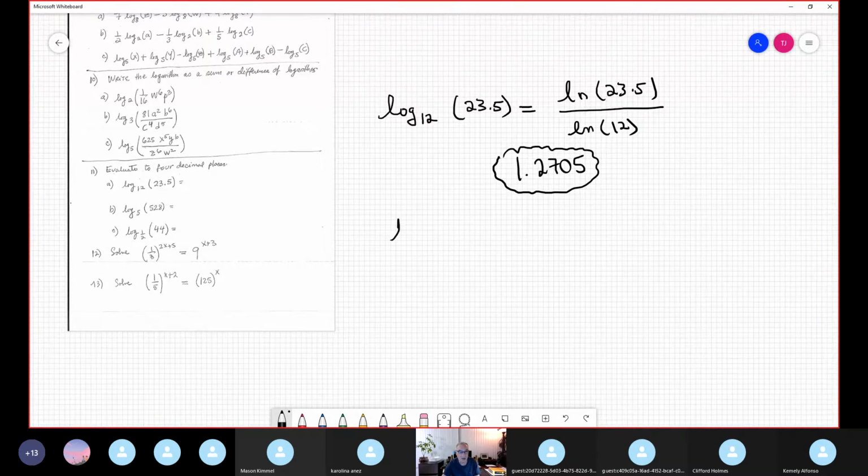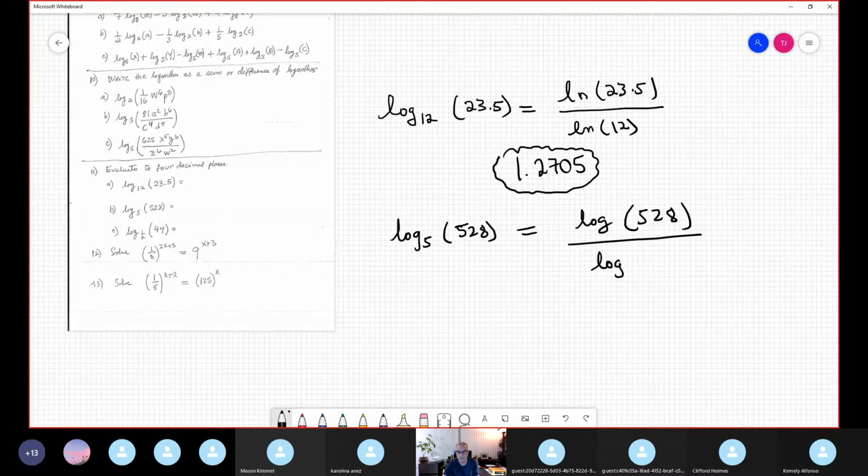Okay, now the number B is logarithm base 5 of 528. Okay, I put it in my calculator also. Should be LOG or LN, whatever. 528 divided by LOG of 5. Okay. Put it in the calculator, please.